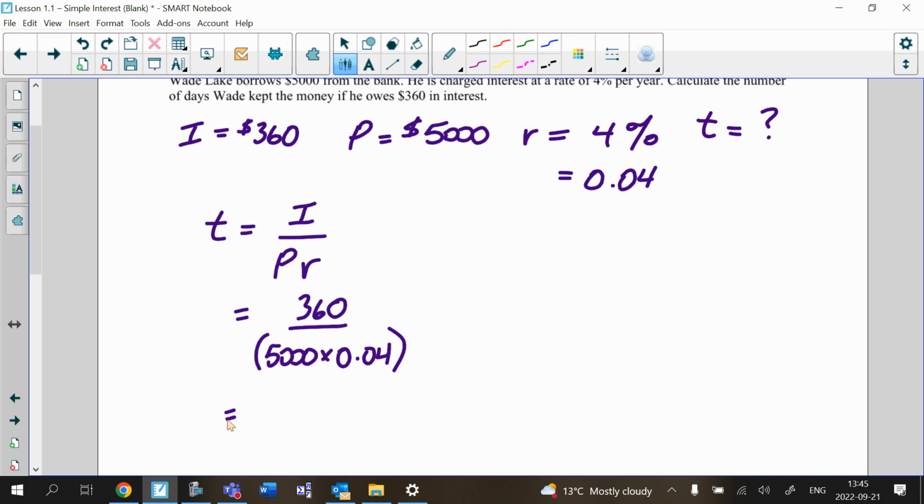Remember, T is in years. So when we do that division at the end, we get 1.8 years. But I've got to convert that to days. How do I convert years to days? 1 year is how many days? 365. 2 years is how many days? 365 times 2. 3 years is 365 times 3. 1.8 years is 365 times 1.8. Which gives us 657 days.